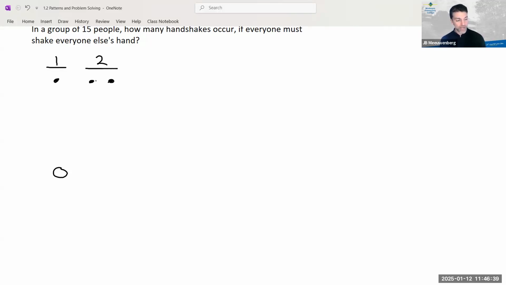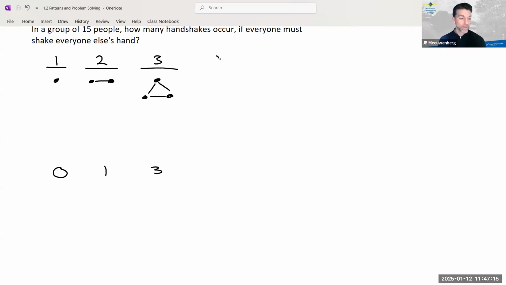And so I'm just going to draw a line between them to say there's the handshake. So the number of handshakes is 1. All right. What if we have 3 people in a group? 1, 2, 3. So where are the handshakes? Here, here, and then these 2 also have to shake hands. So that's 1, 2, 3. So one person, 0 handshakes. 2 people, 1 handshake. 3 people, 3 handshakes. Any observable pattern yet? Nah, not really.